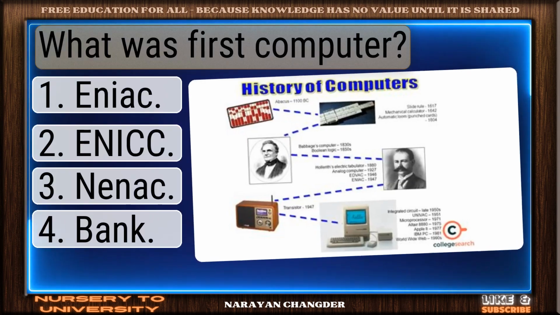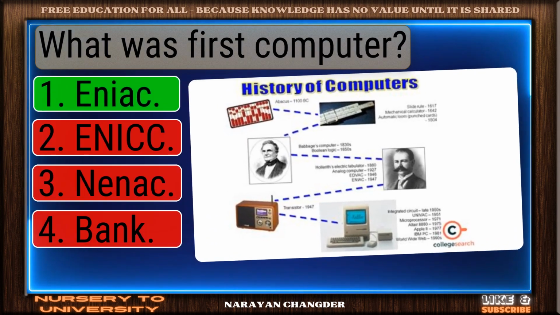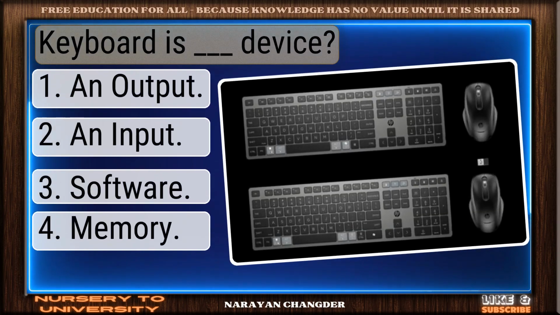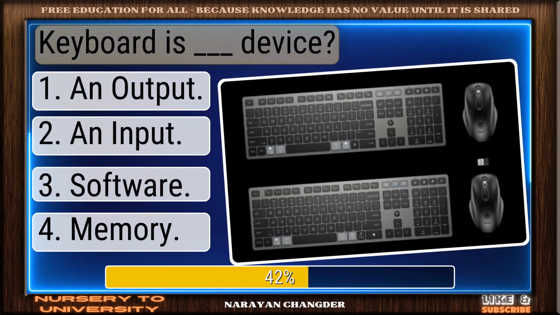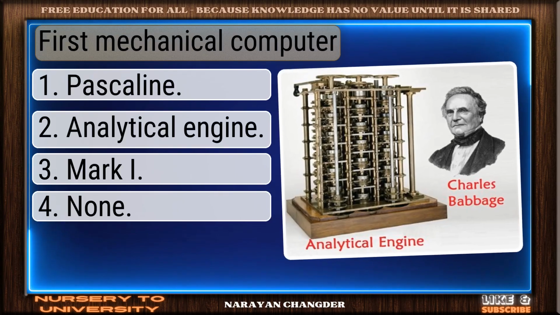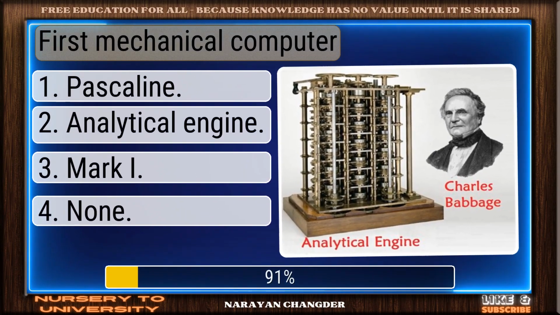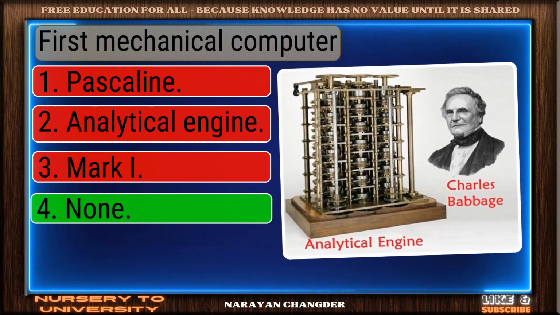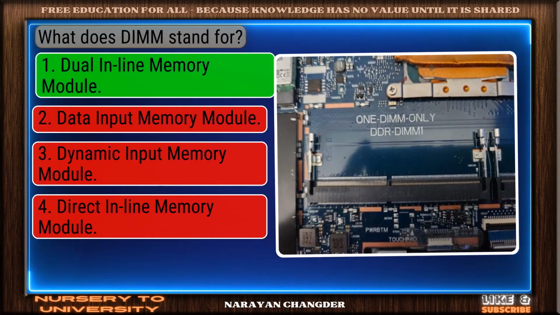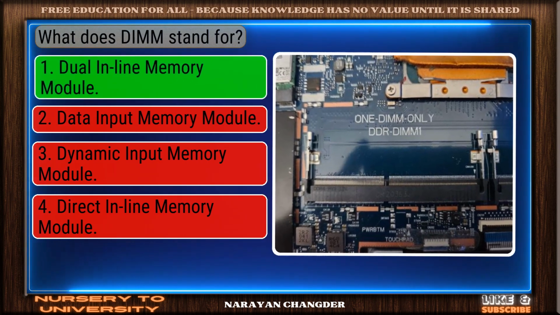Correct. What was first computer? Excellent choice. ENIAC is right. Keyboard is dash device? Good job. An input works well. First mechanical computer? Well done. None is right. What does DIMM stand for? Exactly. Dual inline memory module makes sense.